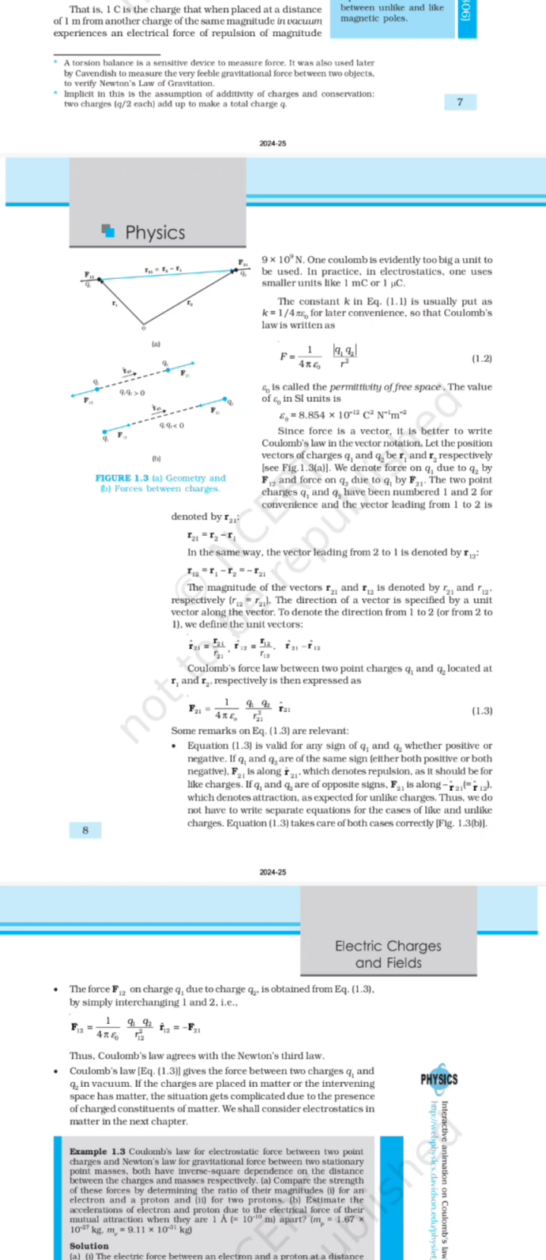The force on 2 due to 1 is k q1 q2 by r21 squared. This equation is valid for any sign of q1 and q2, whether positive or negative. If q1 and q2 are of the same sign, either both positive or both negative, F21 is along r21, which denotes repulsion, as should be for like charges, and the opposite for unlike charges, which denotes attraction.